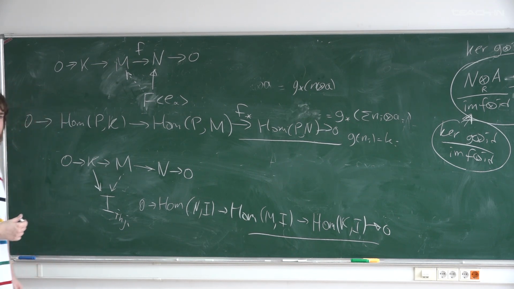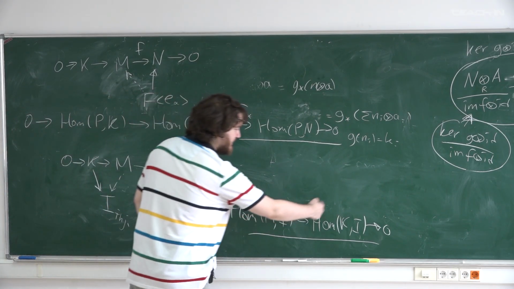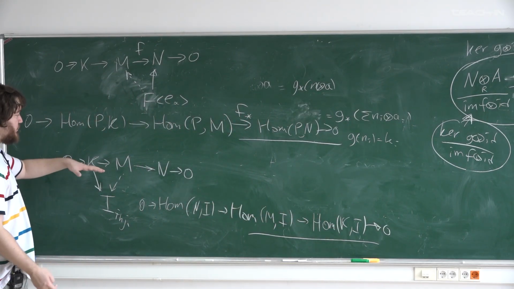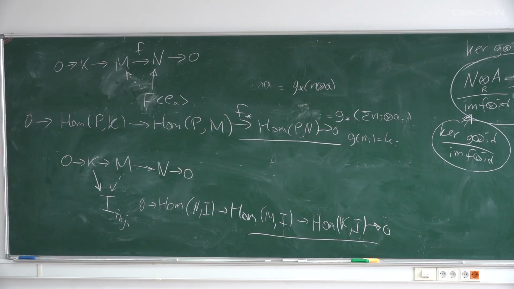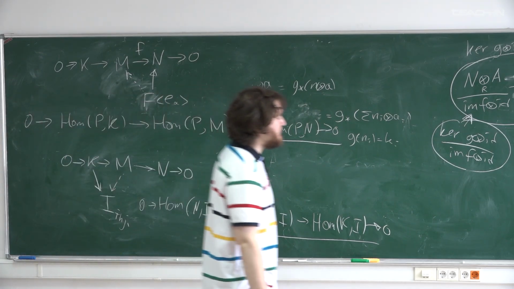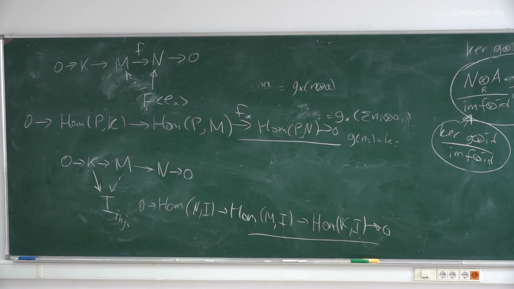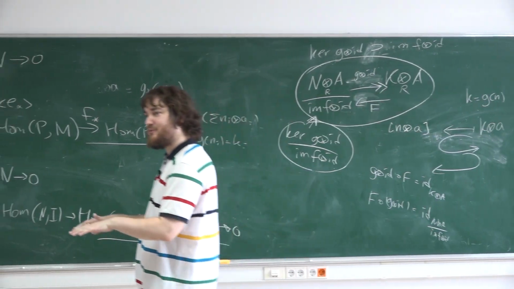It's equivalent to say that for any module I, this and this place are exact, and exactness in this place is equivalent to saying that I is injective, if it's true for any short exact sequence K, M, N. And in fact, we proved, I think maybe the most non-trivial part of the first lecture, that any module can be embedded into an injective one.